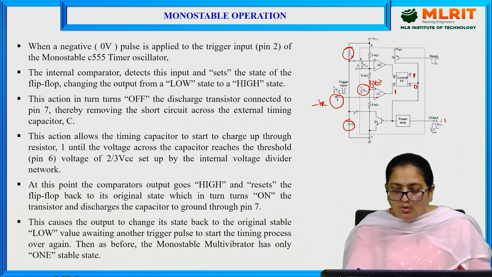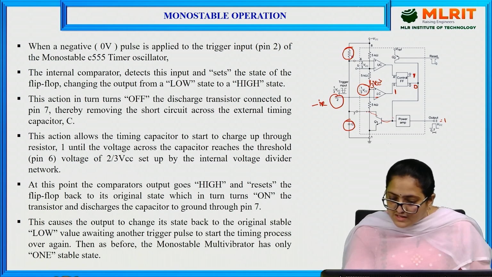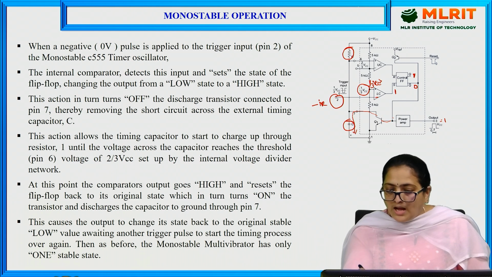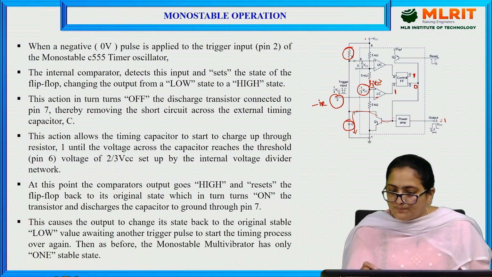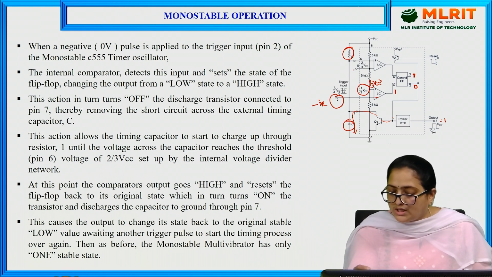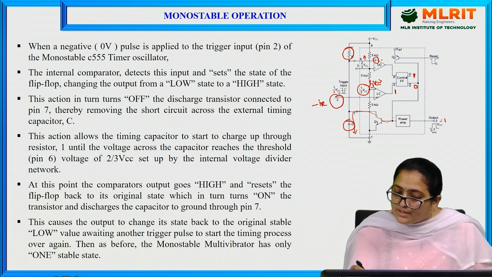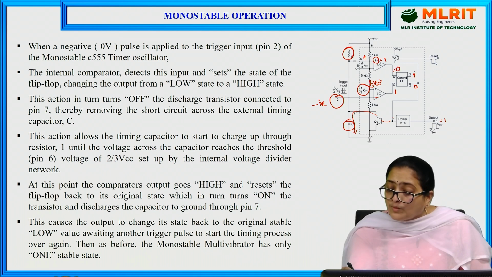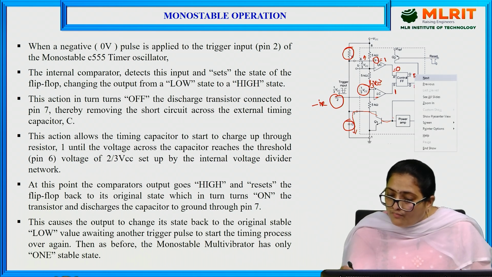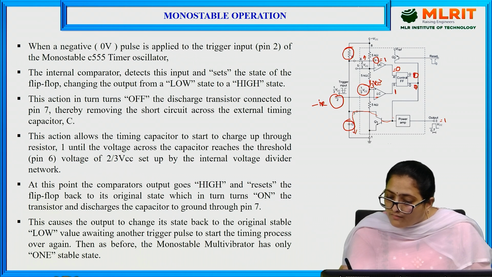But this 0 makes Q1 go to the off state, so the capacitor finds the discharging path closed. This capacitor will be charged through the resistor R towards VCC. When the capacitor voltage just reaches above 2/3 VCC, the voltage at the positive terminal of the upper comparator will be 1. So it will move to the reset state, and the output of the flip-flop will be 0 and Q bar will be equal to 1.